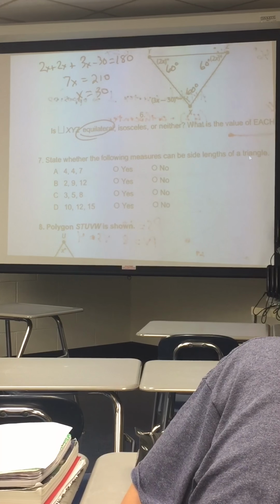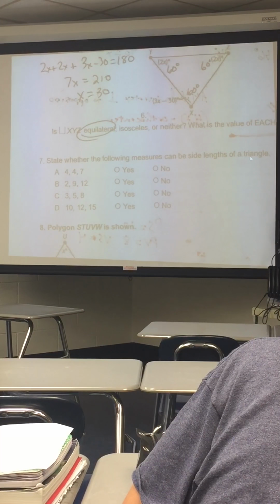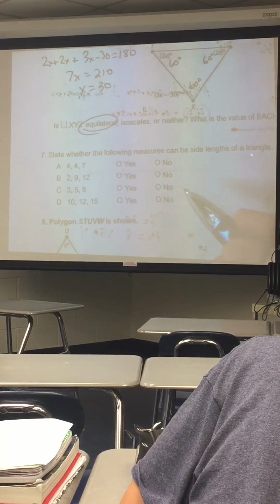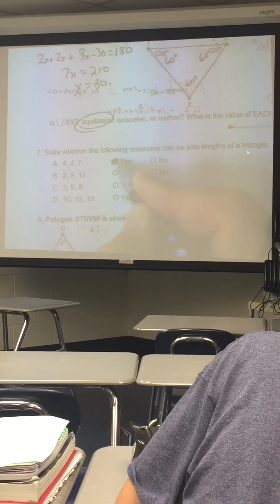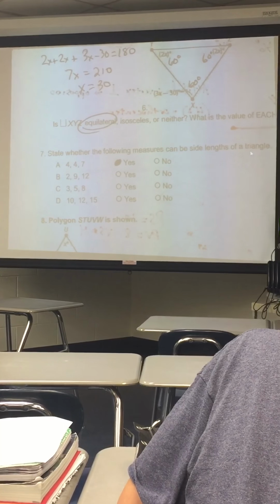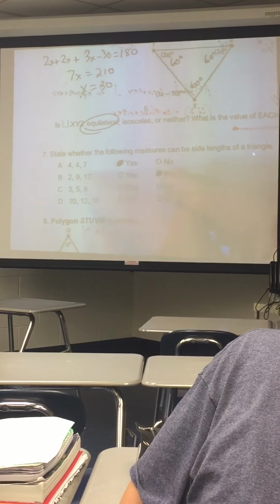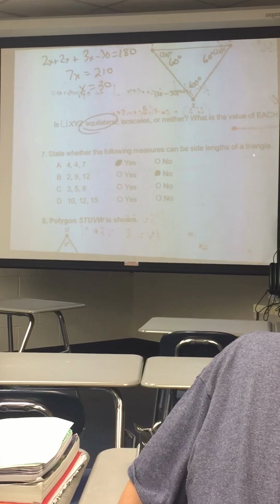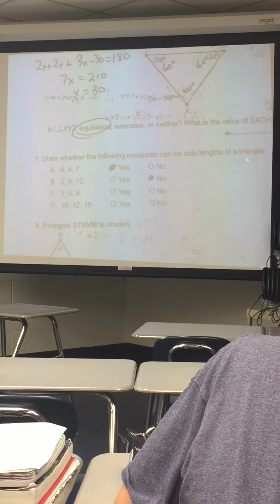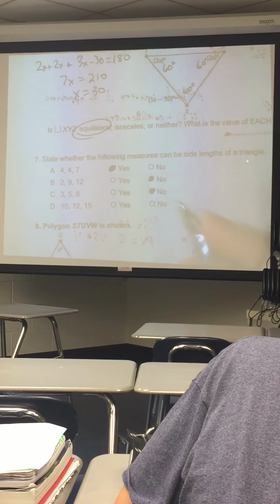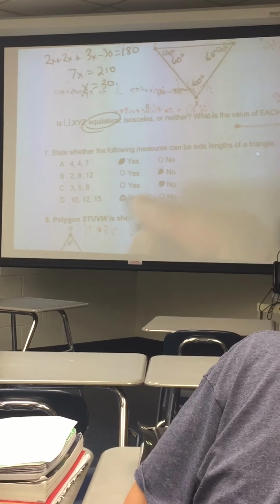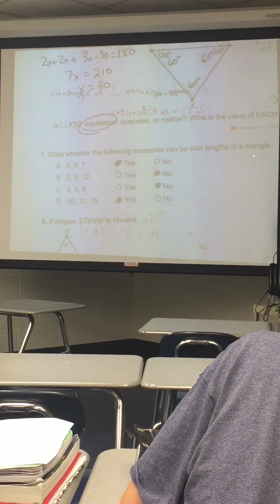That's number 6. Number 7, Josh, can 4, 7 be the sides of the triangle? Yes, it can. Alexis, how about 2, 9, and 12? No, it can't. 2 plus 9 is not greater than 12. How about 3, 5, and 8? No, it can't. It's got to be greater than the third side. Cannot be equal to the third side. How about 10, 12, and 15? Yes, it can. So the answers went yes, no, no, yes.